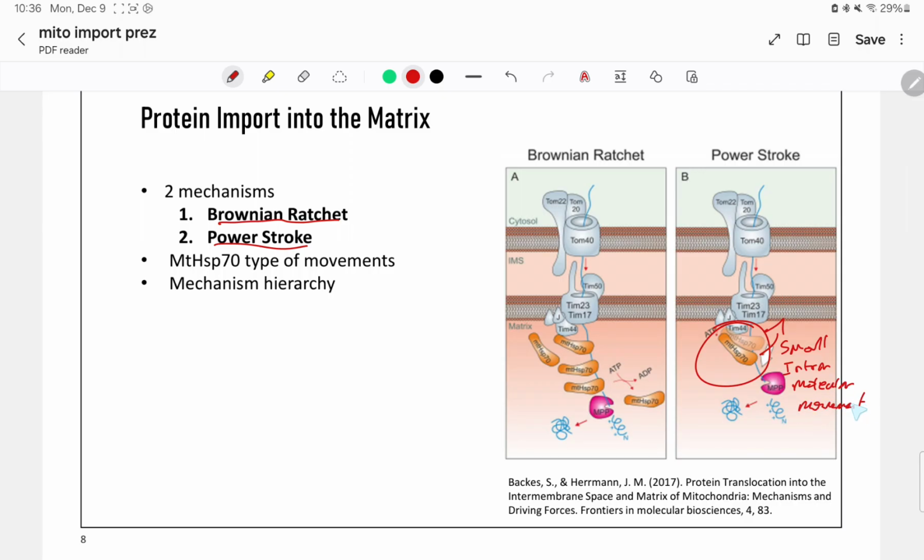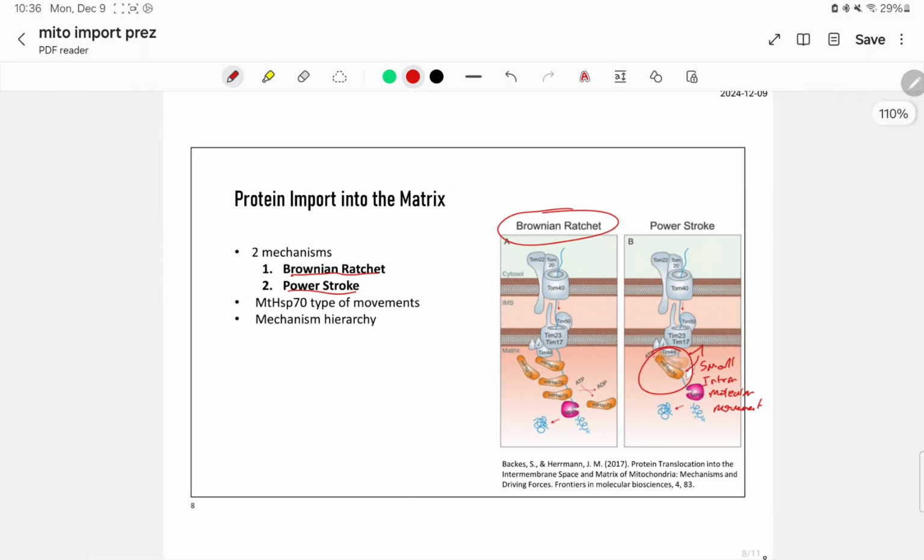Very small intramolecular movement. And so there's a very low percentage that things can be done in this stepwise fashion shown in the power stroke. And so perhaps the power stroke is kind of a secondary mechanism rather than an actual driver. And therefore the Brownian ratchet has been said to be the main driver of this process, okay?